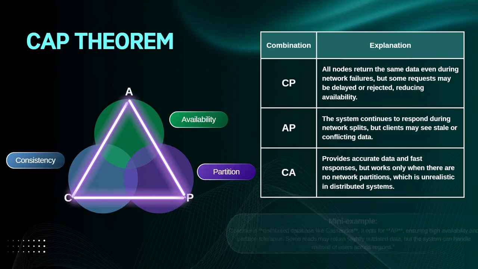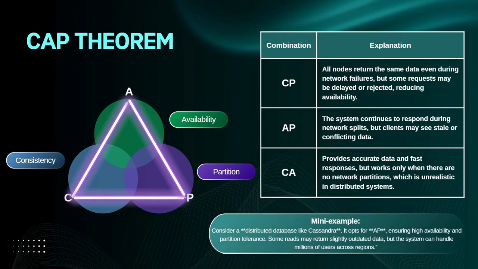You can't have both. For example, take Cassandra. It's an AP system. It prioritizes availability and partition tolerance. Millions of users can read and write at the same time, but some reads may be slightly outdated.